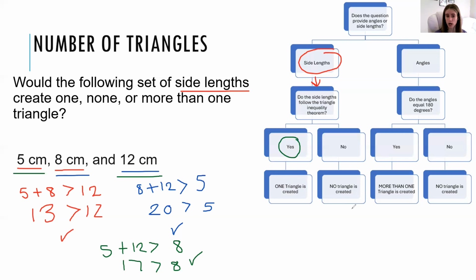Now, in this case, when our answer is yes, that actually only creates one triangle because the whole scale factor thing, that affects our side lengths. So we can't apply scale factor here because then our numbers would change. So when the side lengths work, one triangle is created.